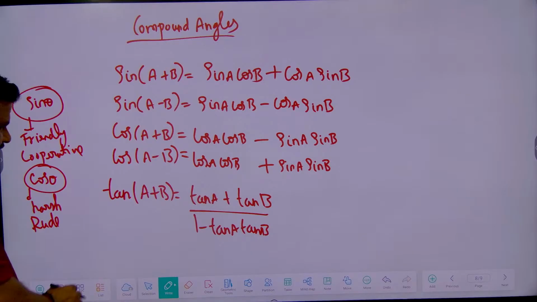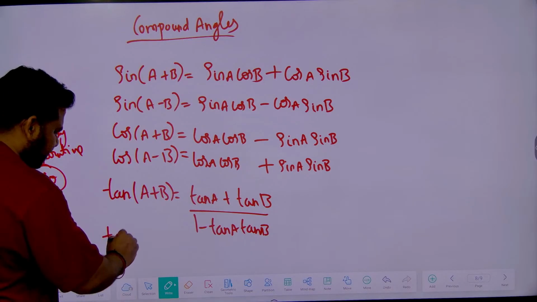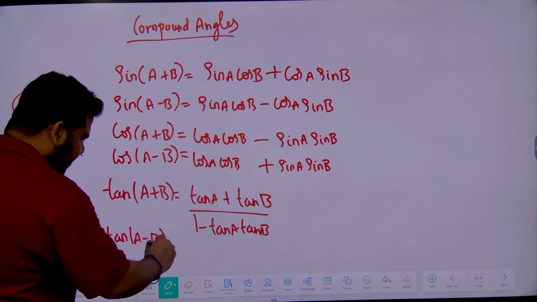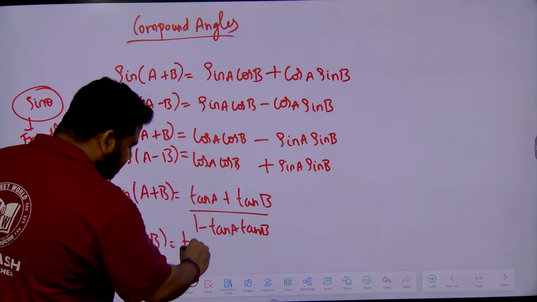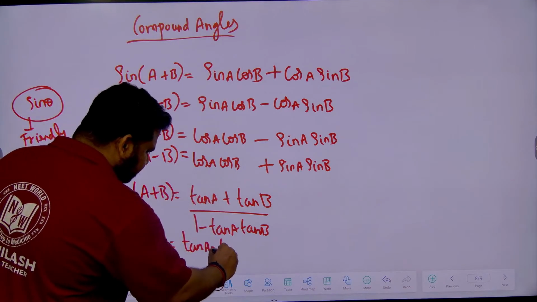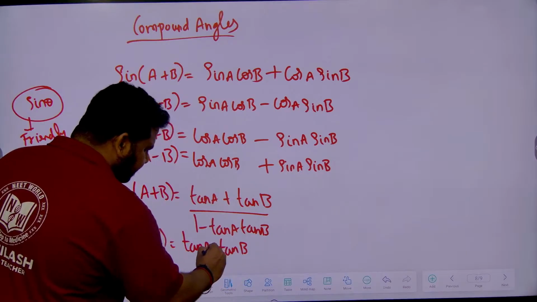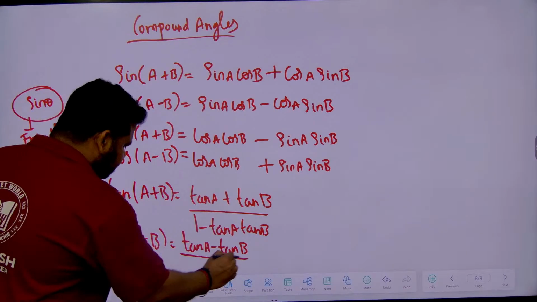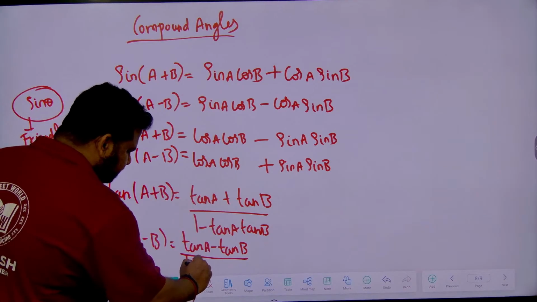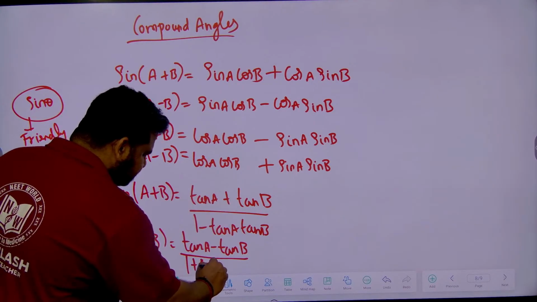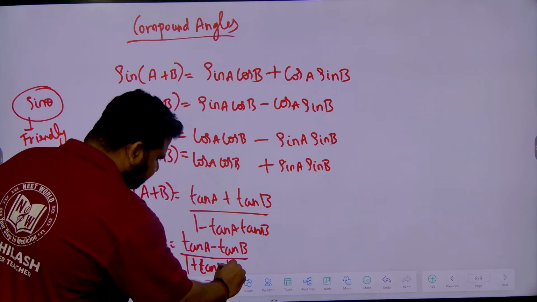This is one thing. Another thing is, if you have tan of A minus B, what you will write is tan A, the numerator will be what? Plus is numerator also plus. You will write tan A minus tan B. Tan A minus tan B divided by what? Numerator minus means the denominator should become plus. Divided by 1 plus tan A tan B.